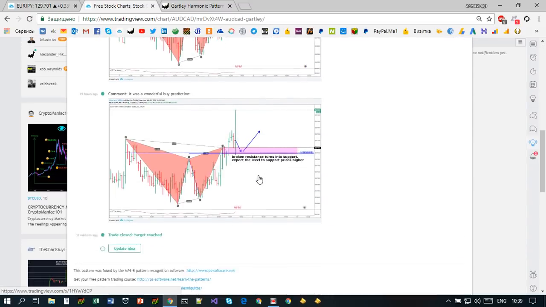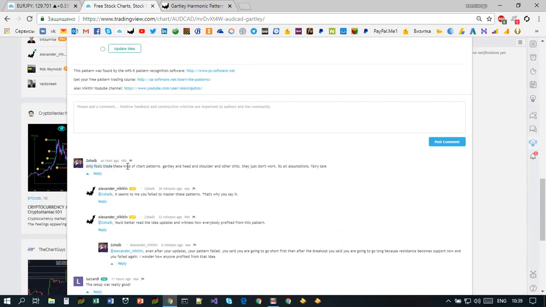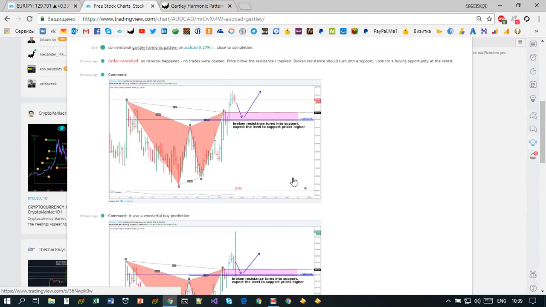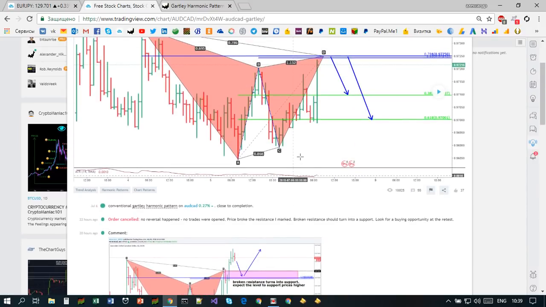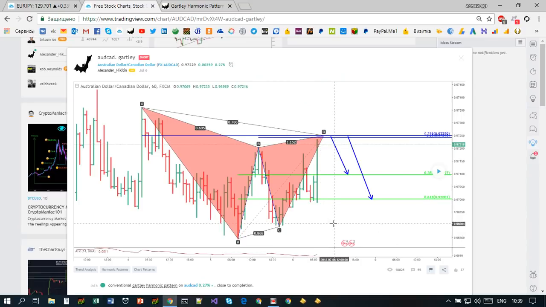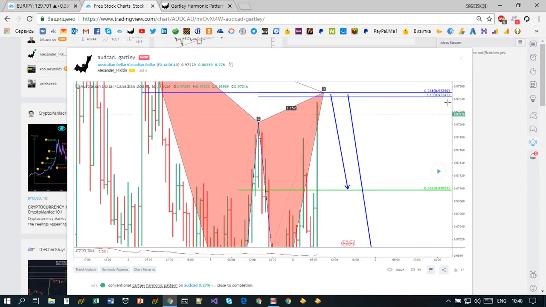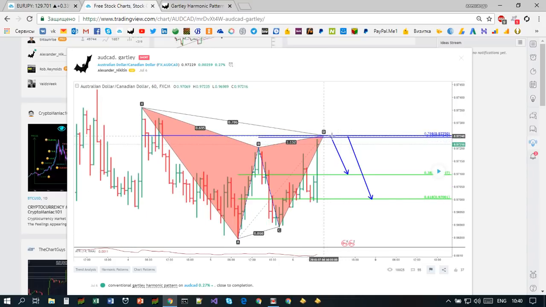That's why I had these kinds of comments: only fools can trade these chart patterns, and so on. But obviously the guys who write these comments have nothing to do with harmonic trading. They don't understand how these patterns are traded. The pattern is only showing a confluence. You see the two levels here, 97.25 and 97.24, so it is a 1 pip reversal zone. It is 1 pip resistance.